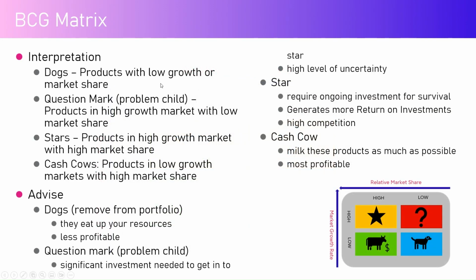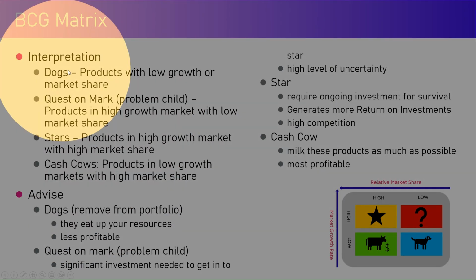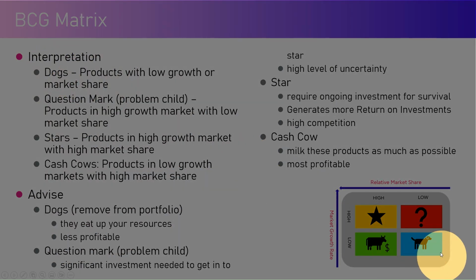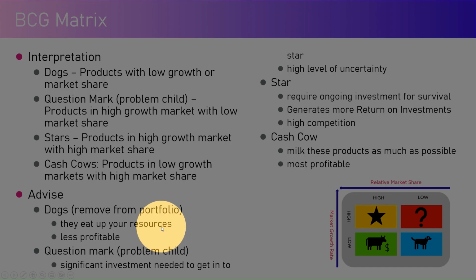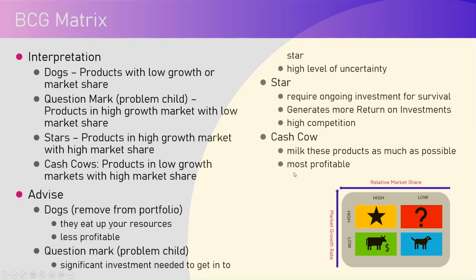Now, from an interpretation perspective, let's focus on the dog. Dogs are products with low growth or market share. Now, what is the advice? The advice is to remove them from the portfolio because they tend to eat up your resources. Over a period of time it becomes less profitable. If it is less profitable and eats up the resources, then what's the point in having this in your product portfolio or services?